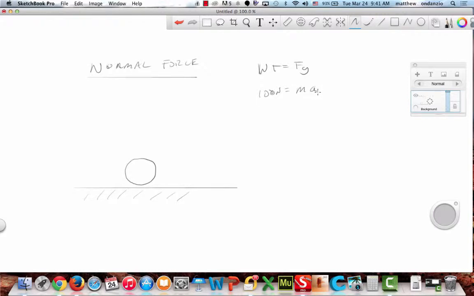What's the acceleration due to? Well, gravity. Do we know that acceleration rate? Yes, 100 newtons is negative, because that's your weight downward, equals mass times negative 10 meters per second squared. You guys see that? So what's your mass? What's your mass, boys and girls?